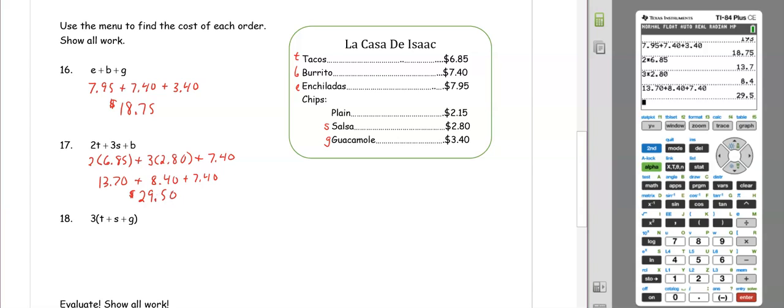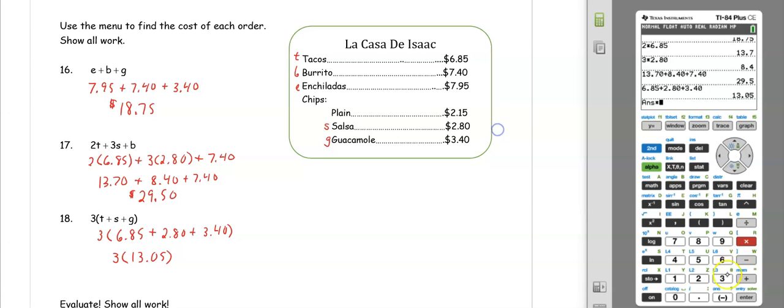In 18, we have 3 orders of a taco, a salsa, and a guacamole, because T is tacos, S is salsa, and G is guacamole. So we have 3 times $6.85 plus $2.80 plus $3.40. So first we're going to add those 3 costs together because they're in the parentheses based on order of operations. So that's going to get us 3 times 13.05. So we can multiply by 3 and we get a total of $39.15.